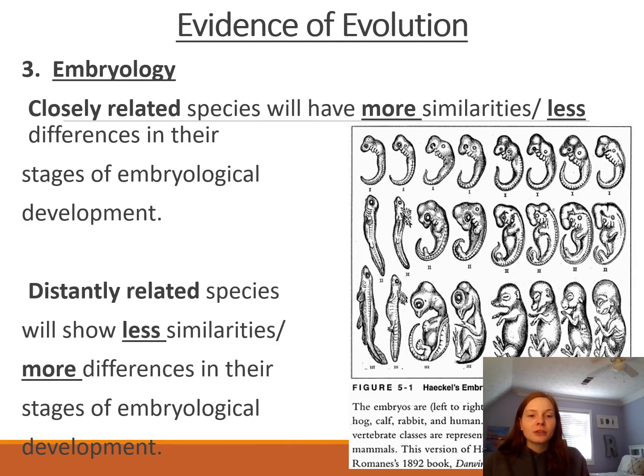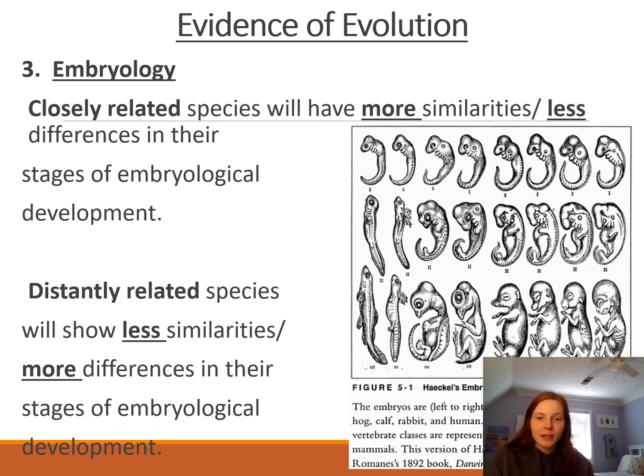Third source of evidence for evolution is embryology. So this is the study of embryos and how they develop. And what we know from this is if organisms have similarities in their embryological development, they're more closely related. So if their embryos develop very similarly, that means they're closely related. If their embryos do not develop similarly, that means they're probably not closely related.